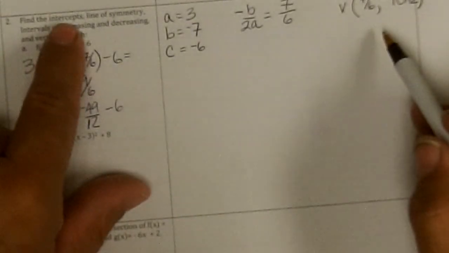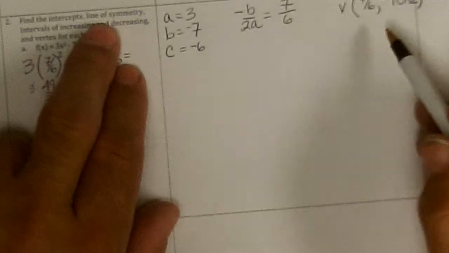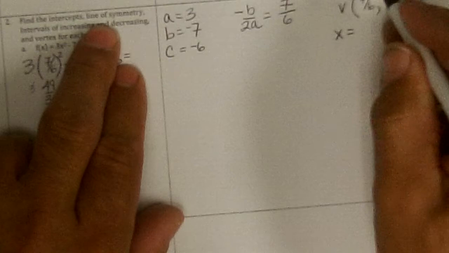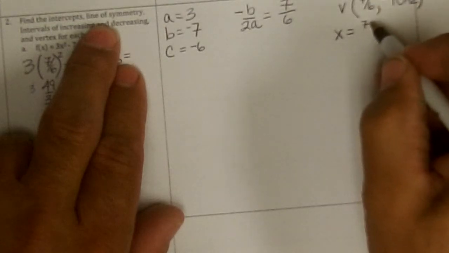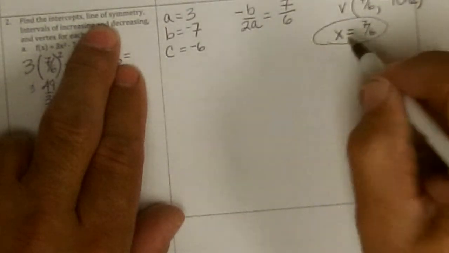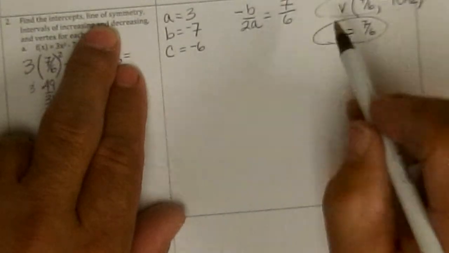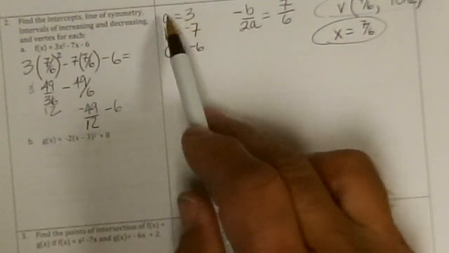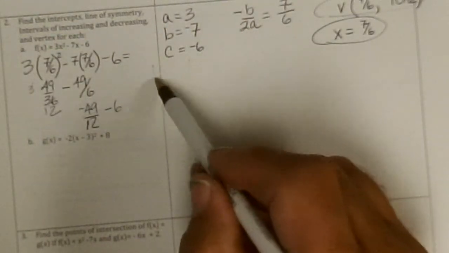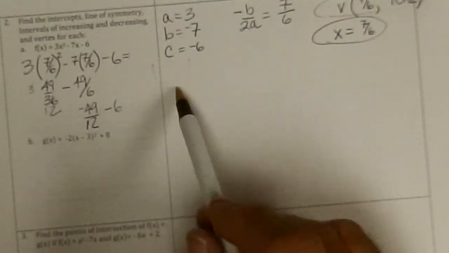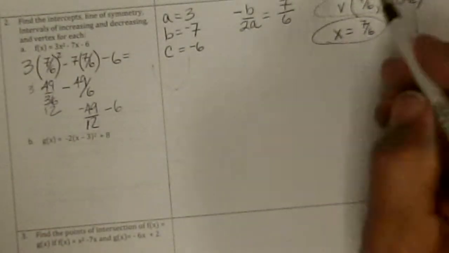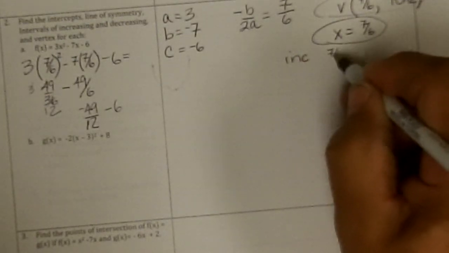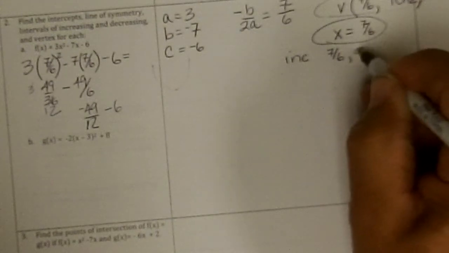So let's see what we have to do. Find the intercepts. That's a different thing here. The line of symmetry would be a vertical line, so it's x equals, it goes through the vertex, which is at 7/6. There's the line of symmetry. There's the vertex. Intervals of increasing or decreasing. This has a positive a, so this is a parabola, it goes this way. It's increasing from the vertex on, so it increases from 7/6 to infinity.